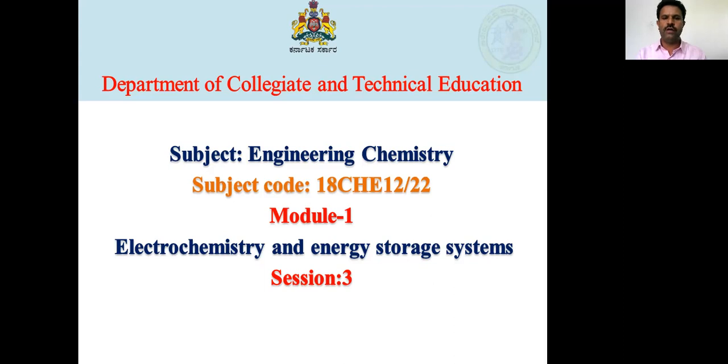In my Session 3 video lecture, I am going to explain the continuation of Engineering Chemistry Module 1, that is Electrochemistry and Energy Storage Systems. In my previous session, I explained the topics electrode potential, cell potential, and derivation of Nernst equation for single electrode. So let's start the session 3.